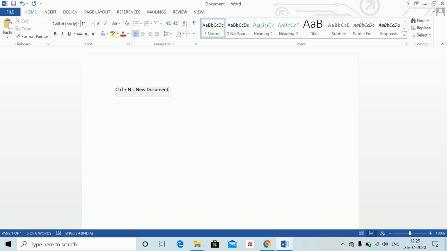Shift and up arrow key selects all the text in that line, and then Control Shift greater than sign will increase the font. Control Shift less than sign decreases the font.